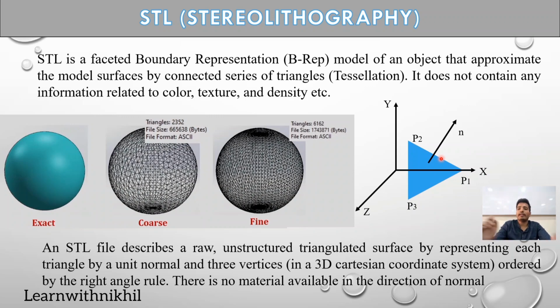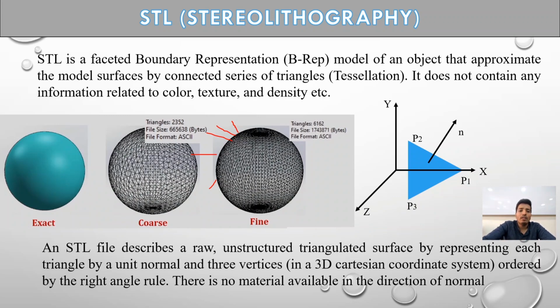In the direction of the normal there is no object, so the triangle is totally covering. If the object is like this, the normals will be pointing outward, perpendicular to it. So there is no material available in the direction of the normal. If this is a sphere object, all the normals will be pointing outward. Here the normal will be pointing like this, outward, and here also it is coming out. This is the basic representation of the STL file.